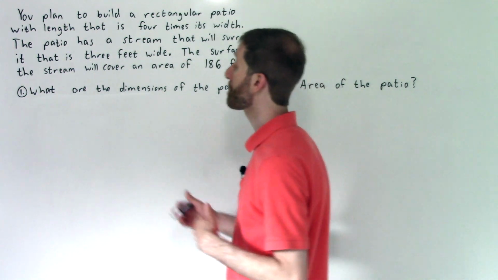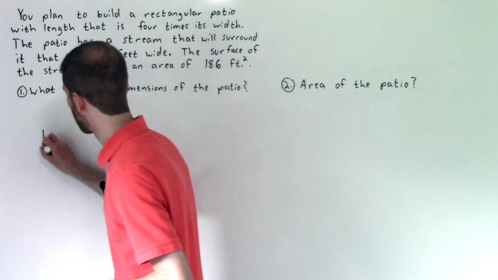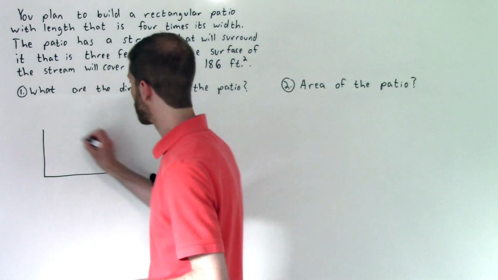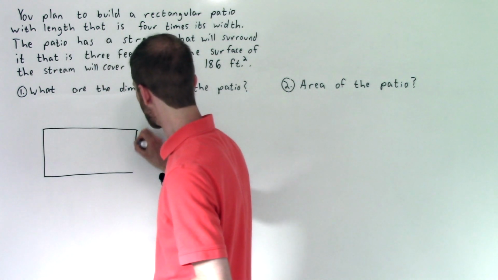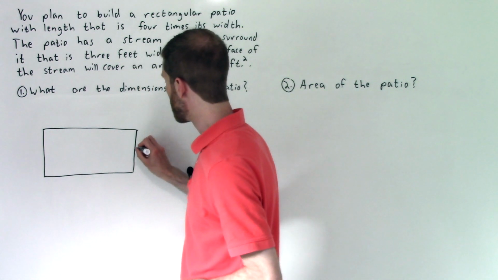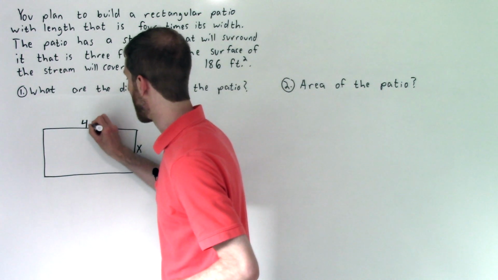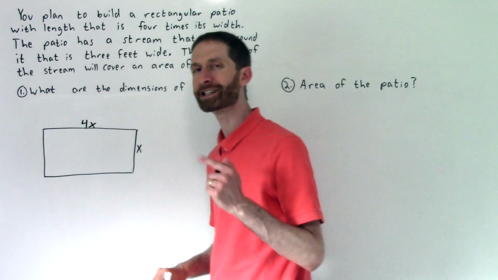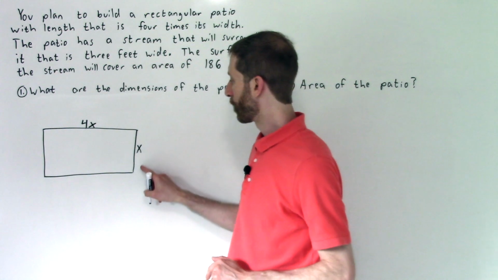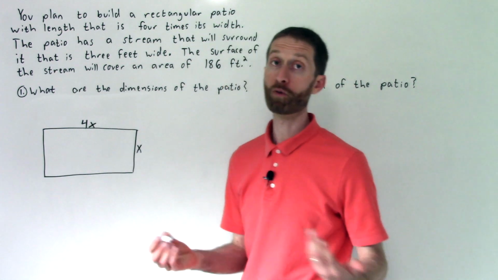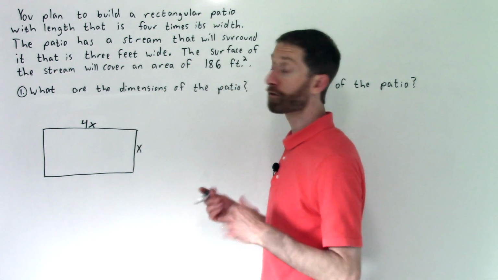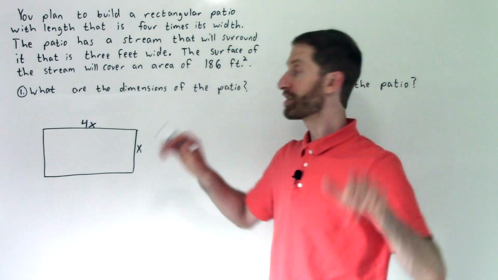So we have a patio that's rectangular, and it tells us that our length is 4 times the width. So let's let the width be x, and the length is 4 times that width. So 4 times the width would be 4 times x. Nice. So that whole first sentence, gone, done, digested and translated.